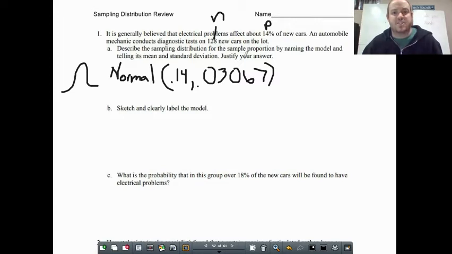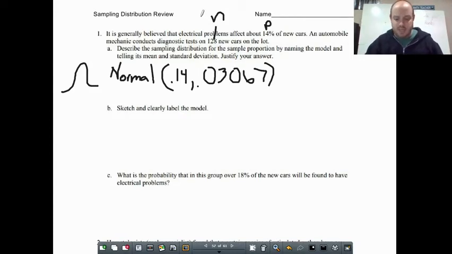It does mention justifying our answer. What does that mean? It simply means it wants you to check and make sure that the conditions are met. So what were our conditions for the proportion? Well, we have to know that they were randomly chosen or independent. In this case, you can assume that it was independent because he's just doing it on 128 new cars. More than likely, one's not affecting the other. So you could say that that one's good.